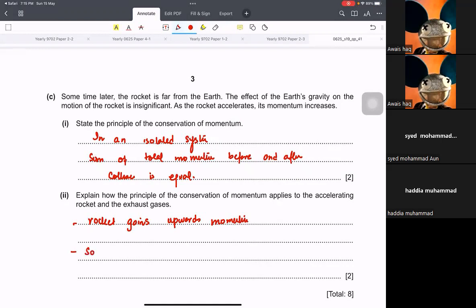So equal momentum of gas decreases, or you can say in the opposite direction. So it should be 0, okay?